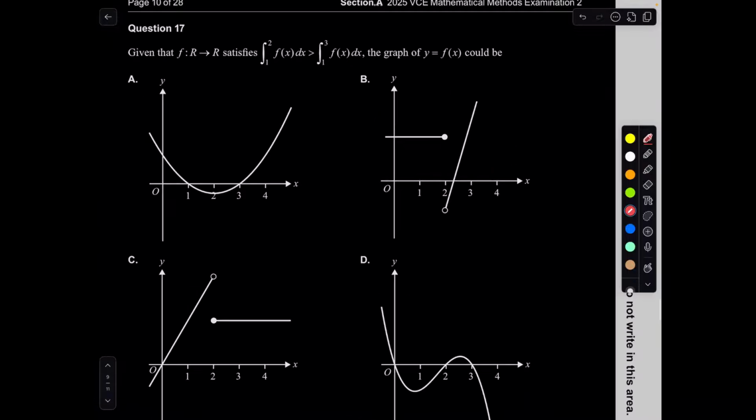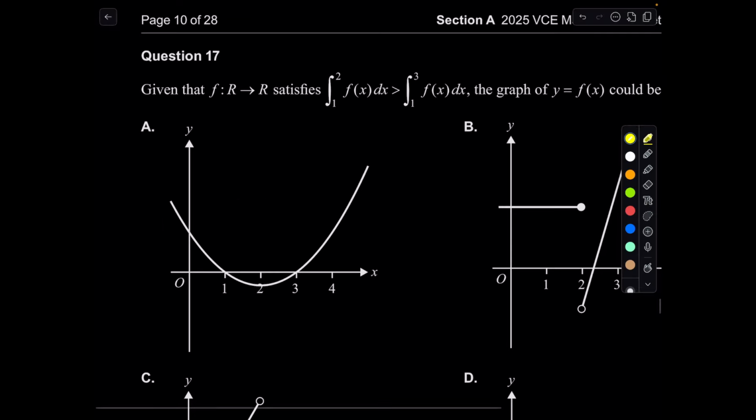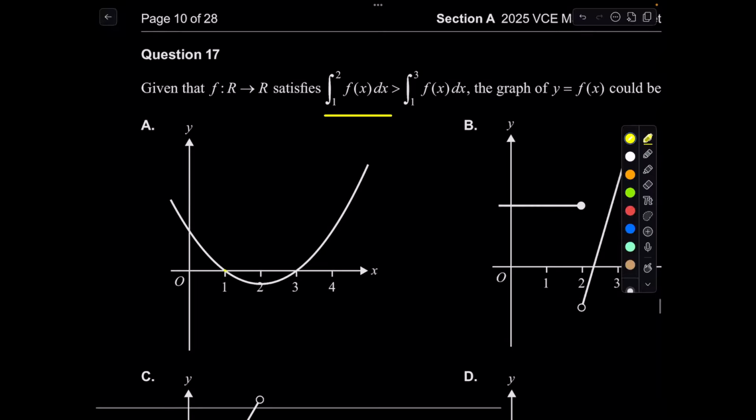Let's do question 17. Given that f satisfies this, so it says the integral from 1 to 2 of f of x is greater than the integral from 1 to 3 of f of x dx, the graph of f of x could be what? All right, doesn't seem too bad. So let's look at the first part. Let's look at A. It's saying from 1 to 2 f of x. Let's just look at this part. What's that? So 1's here, 2's here.